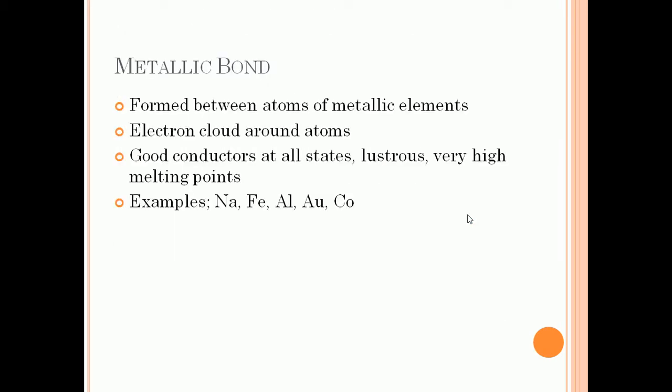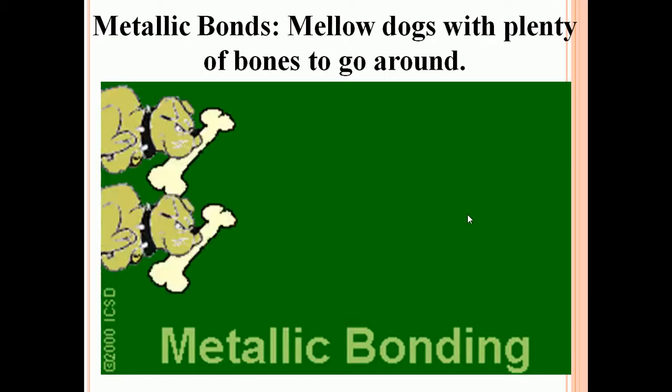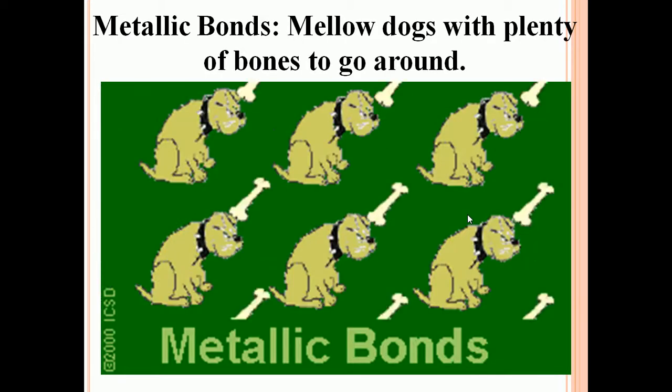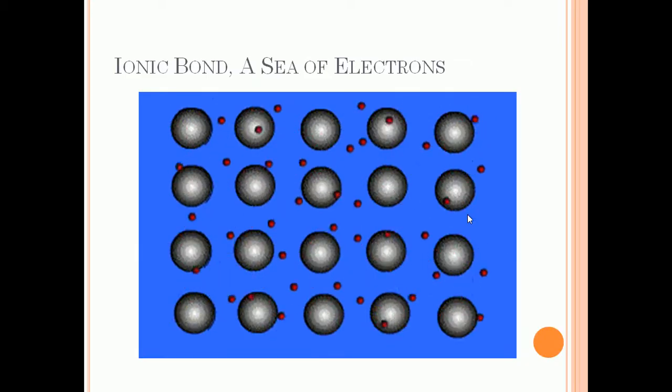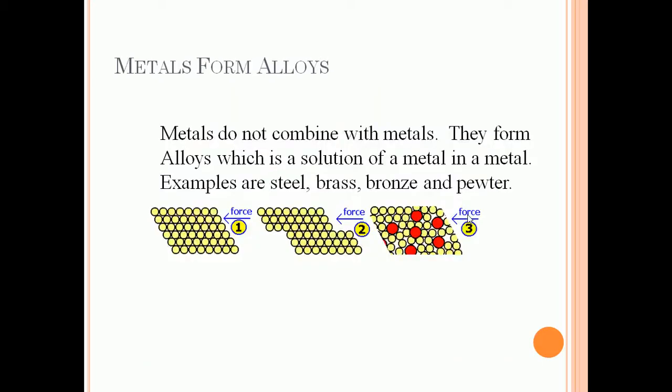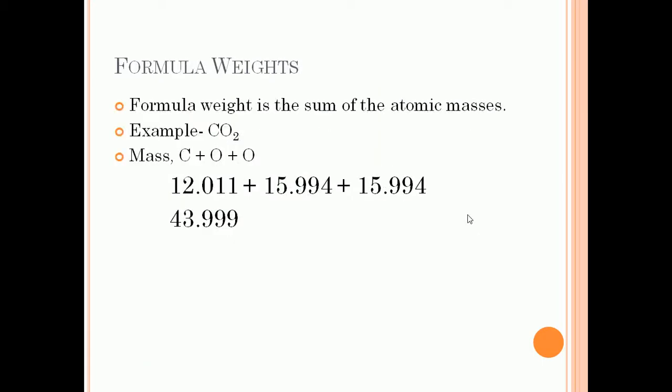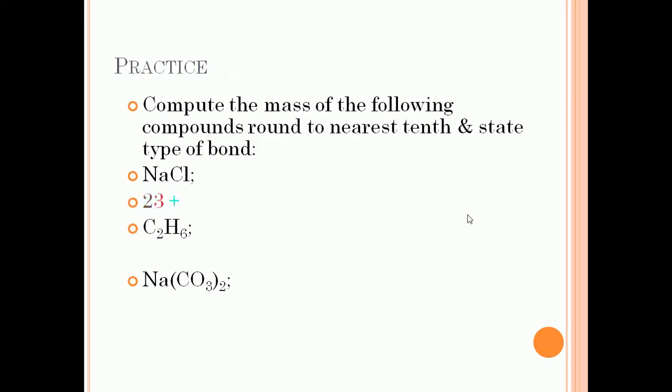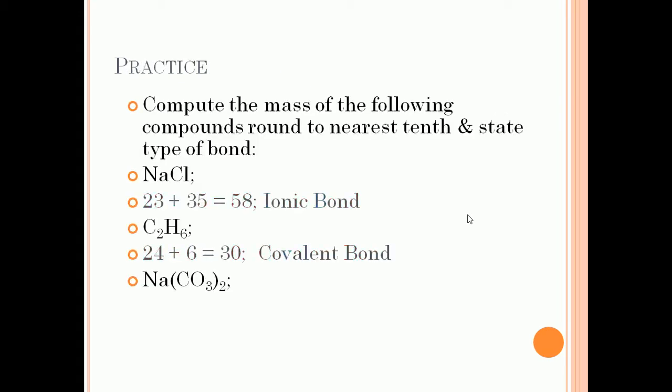How is the metallic bond formed? There are the metals, they donate electrons. This is the electron cloud present around the nucleus. This is a formula; you can easily calculate the molecular weight. This is NaCl, with molecular weight 58.5, and an ionic bond.